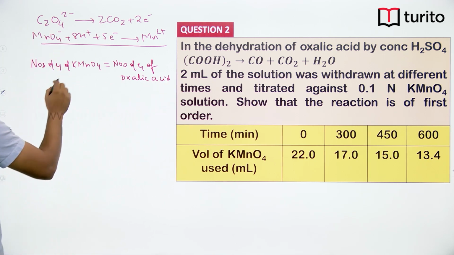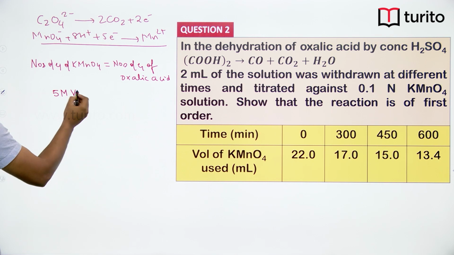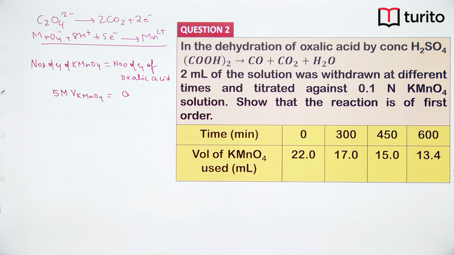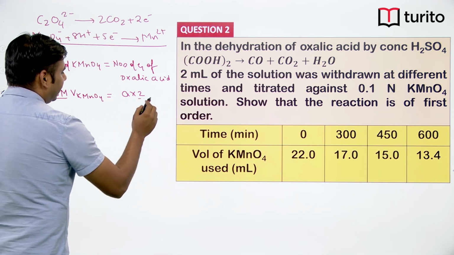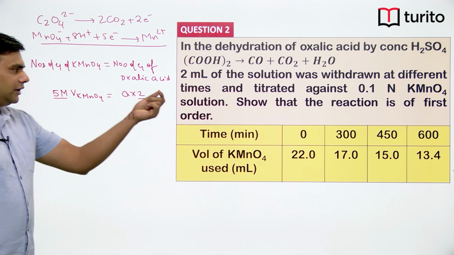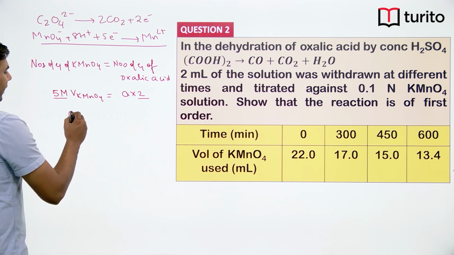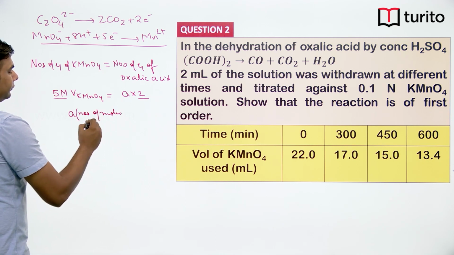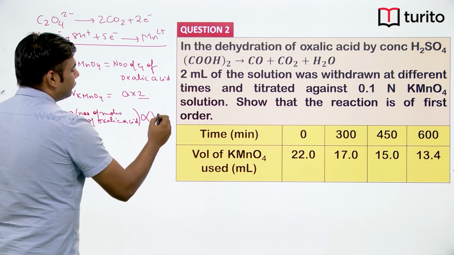So the n factor of KMnO4, we know, is 5. Suppose its normality is M, and say the volume consumed is V. The number of equivalents of oxalic acid would be number of moles, suppose A, into its n factor, that is 2. Molarity and n factors are constant because we are titrating against a fixed quantity, a fixed concentration of KMnO4. So we will say that A, the number of moles of oxalic acid, is proportional to the volume of KMnO4 it is consuming.